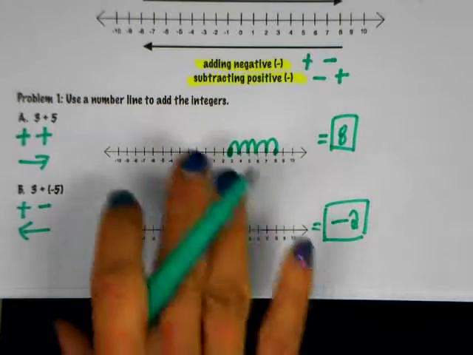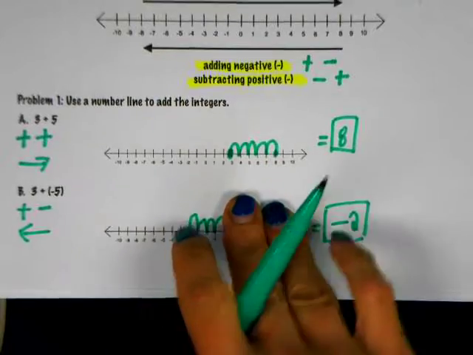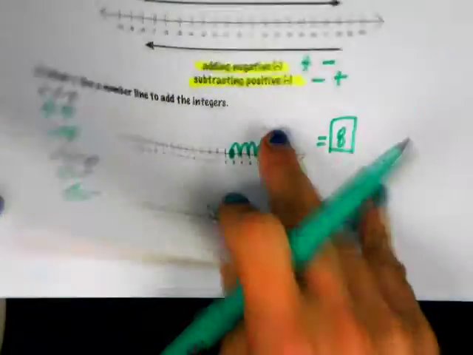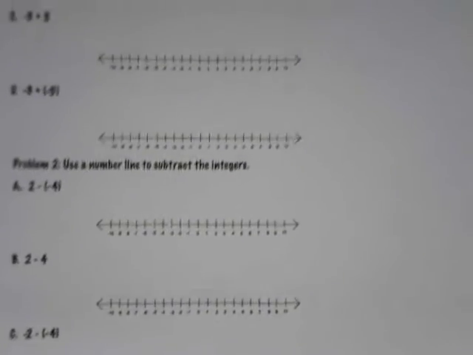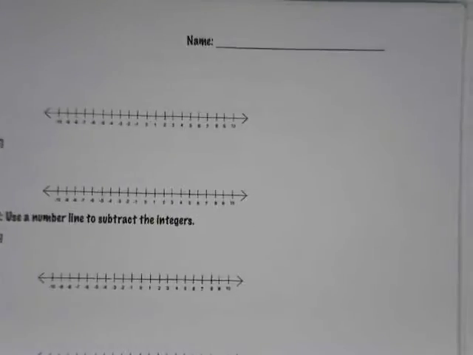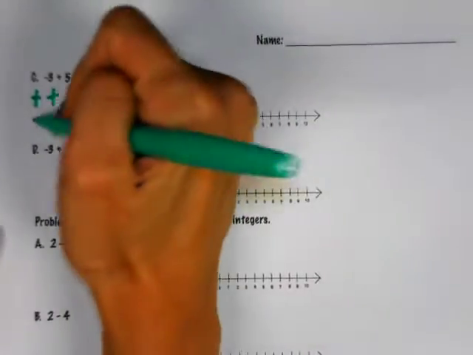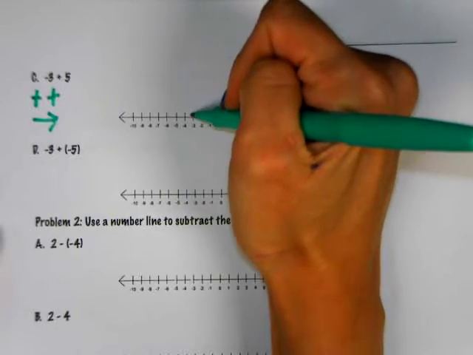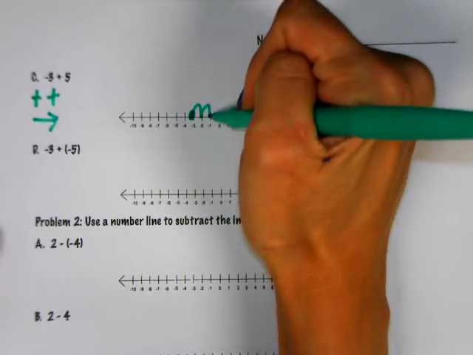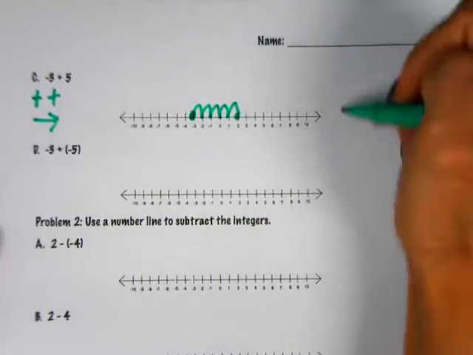So then, am I good to switch it? Yeah, okay. So let's go to the next ones. We're going to try to kind of do this fast because there's a lot of them. All right, so the next one is negative 3 plus 5. Same thing, we're just starting with a negative instead. So we're adding a positive, so that's to the right. Start at negative 3 and move it to the right. 1, 2, 3, 4, 5. So we're going to end up at 2.